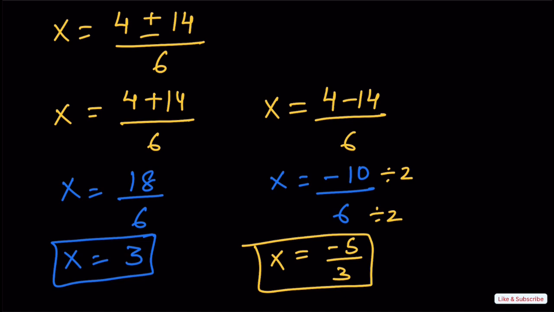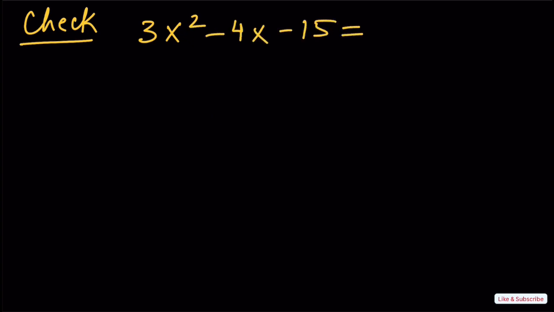Now we got the values of x, and I want to confirm whether they are correct or not. So how can you check whether the given value is right or not? You can plug it into the equation. So let's check whether x equal to 3 is the right solution or not. We have the equation 3x squared minus 4x minus 15 equals 0, and I'm going to plug in x equals 3 in this whole equation.